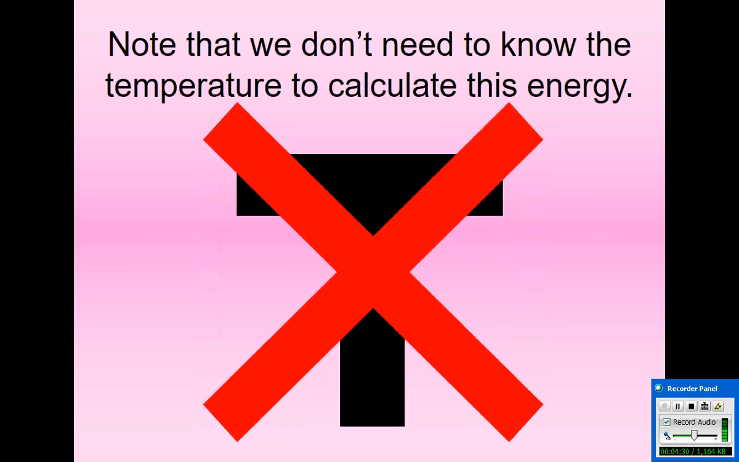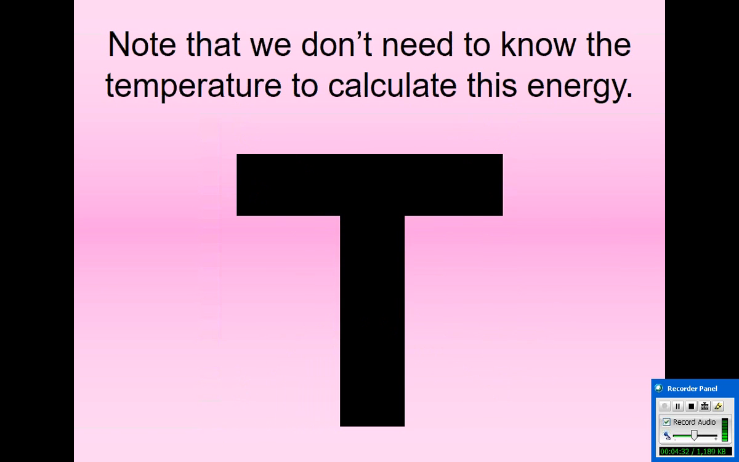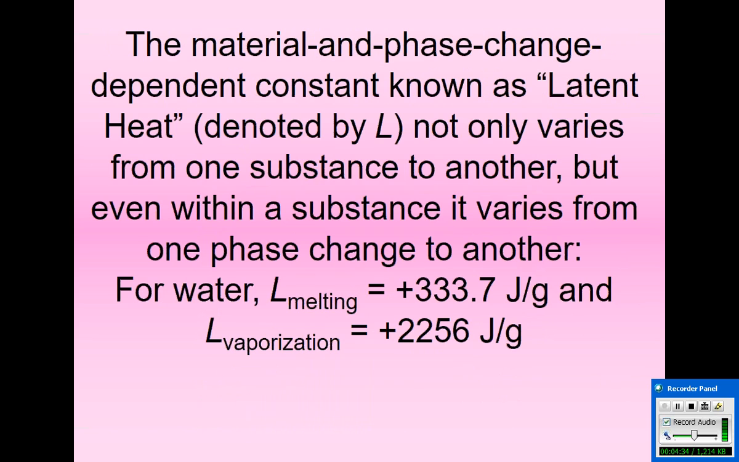We'll see how it does show up later, but just for that particular phase change, the formula does not require temperature. What it does require is a material-dependent property called the latent heat. The latent heat, we do not have a theoretical formula for it. It is an empirically determined quantity. In other words, we experimentally measure it. And we have to worry about the substance and the phase that is changing.